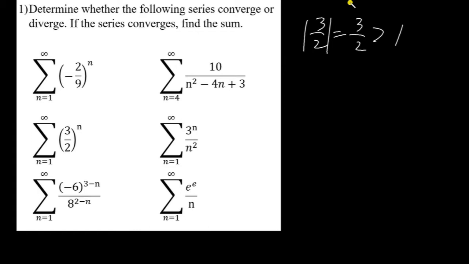Is greater than 1 means that the series is going to diverge by the geometric series test, okay? I don't even need to pause to erase because that was really, really quick. The fourth one, we have 3 to the n over n squared.